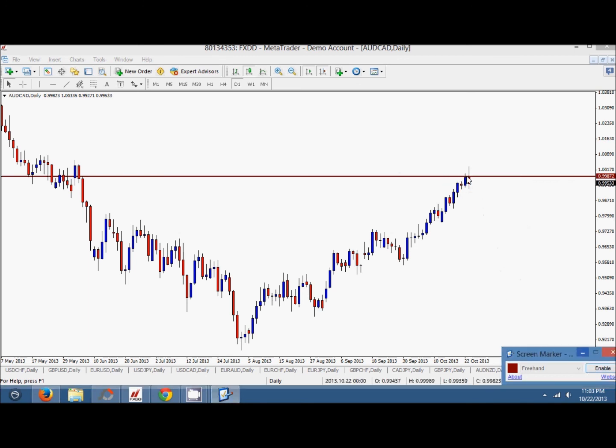So that is something that I'm going to be keeping a close eye on for tomorrow, and making sure I don't miss any trade setups that form on the Australian dollar Canadian dollar.